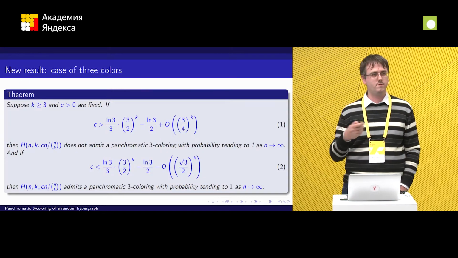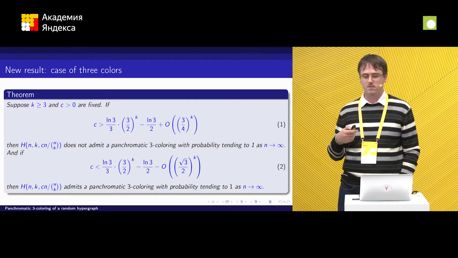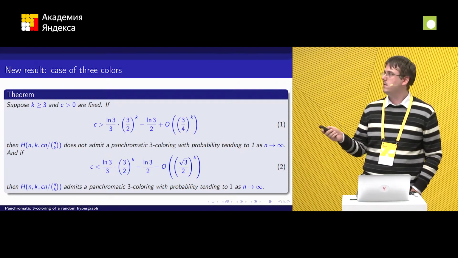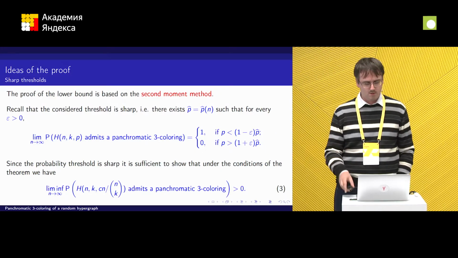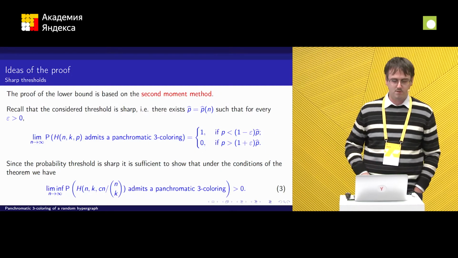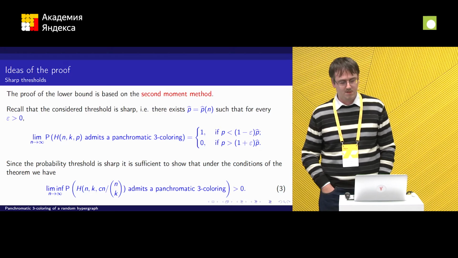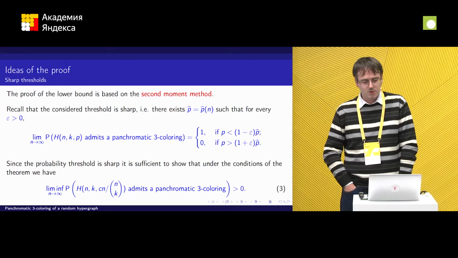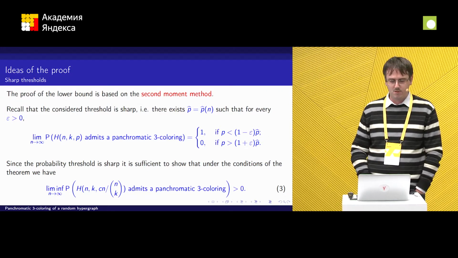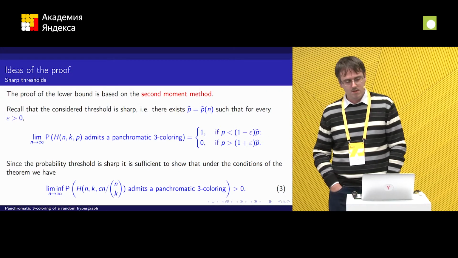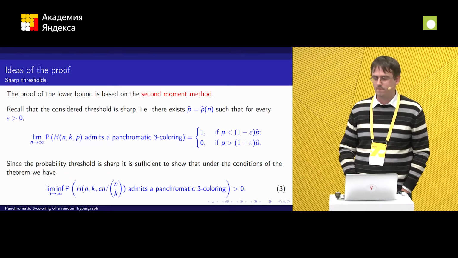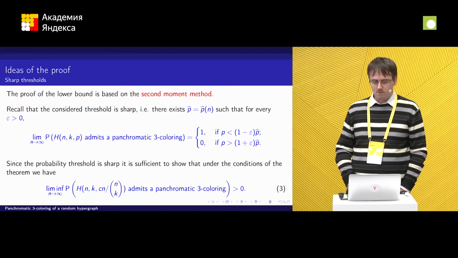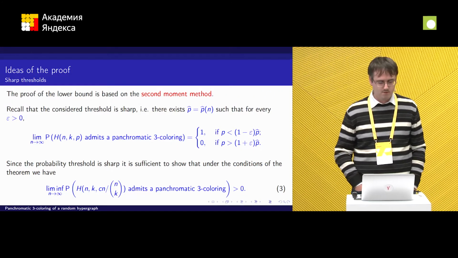This upper bound can be proved straightforwardly by using the first moment method. It's very easy, and I will skip any details about it. So let us talk about the lower bound and the proof by using the second moment method. Recall that we have a sharp threshold for our property, panchromatic 3-colorability. So we have this very special function p hat. But we don't know what it is, so we want to estimate it.